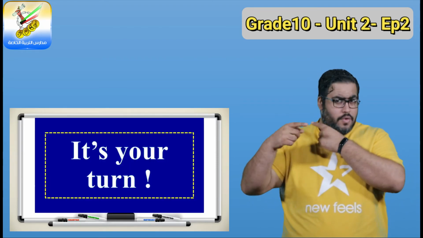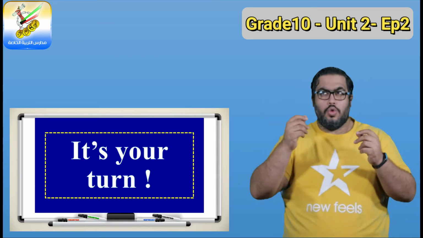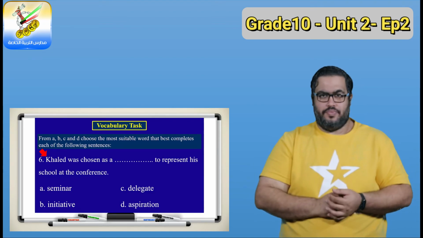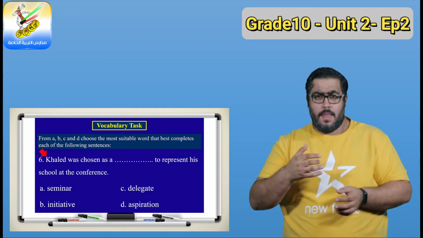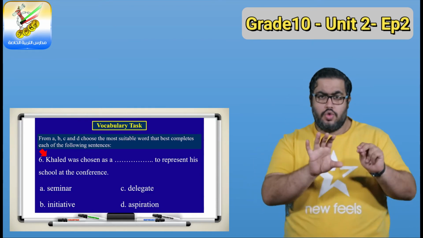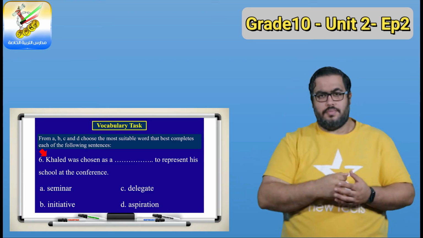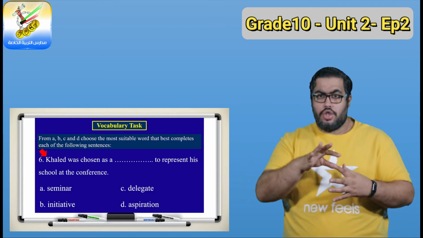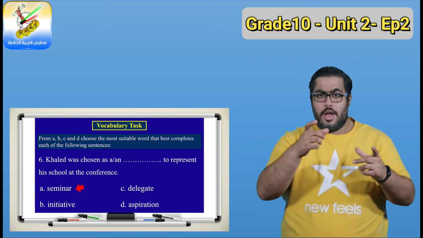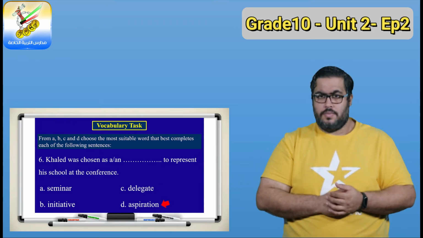Now it's your turn to apply these methods to figure out the answers to the following questions. From A, B, C, and D, choose the most suitable word that best completes each of the following sentences. Khalid was chosen as a blank to represent his school at the conference. Look for the keywords. So is the answer seminar, initiative, delegate, or aspiration?